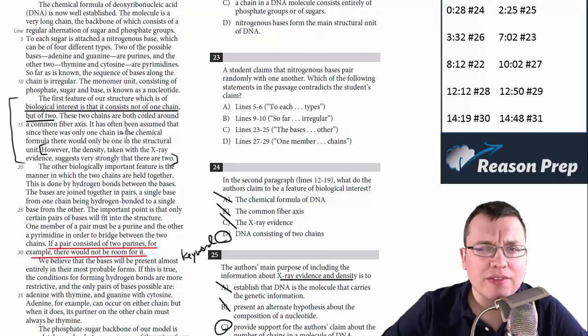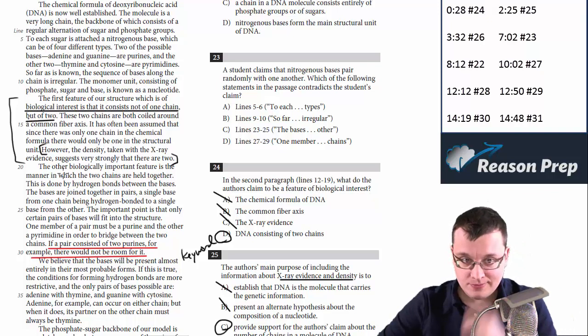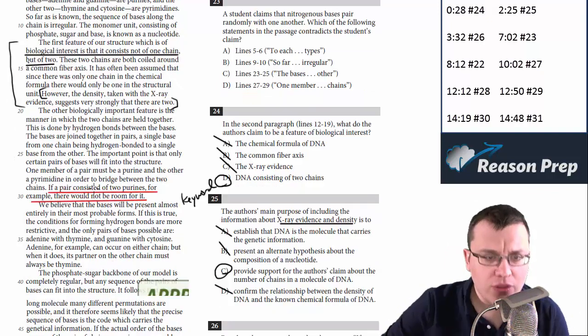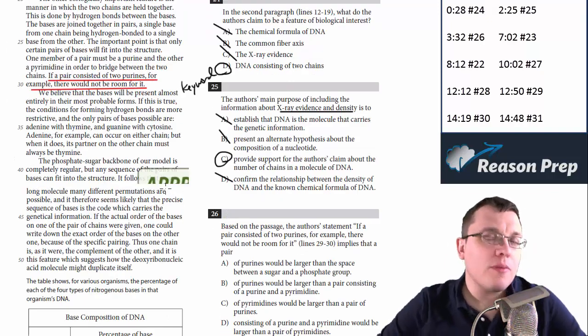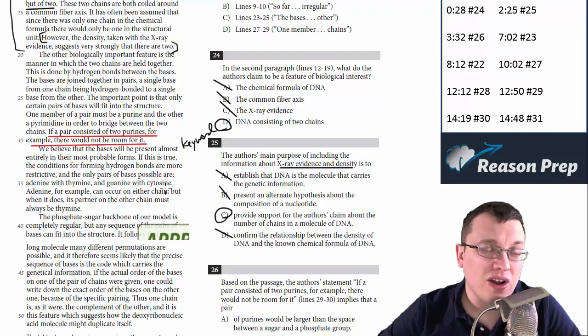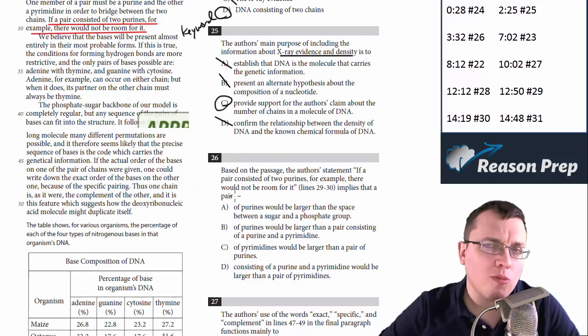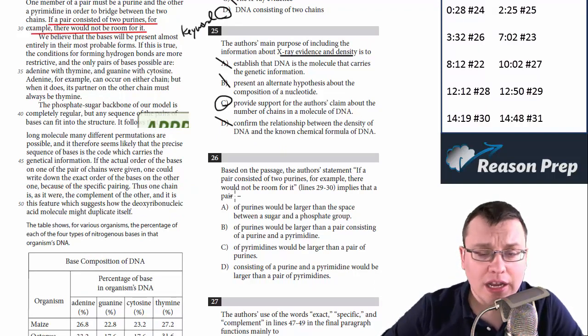Do they say anything about the size of them? Let's see. Don't think so. So let's go to the choices. By the way, with infer and imply questions, sometimes it's hard to come up with your own answer. Often I'll go right to the choices just to start evaluating that way. And I'll talk more about this in the video on inference and implication. Okay, A: implies that a pair of purines would be larger than the space between a sugar and a phosphate group.